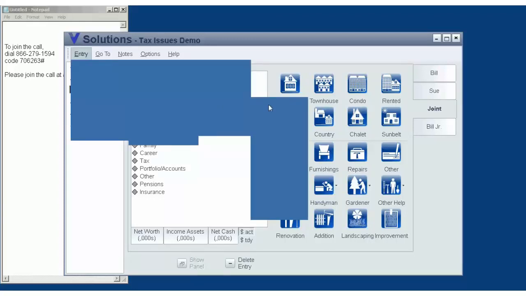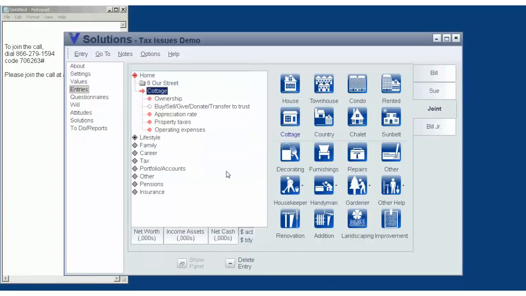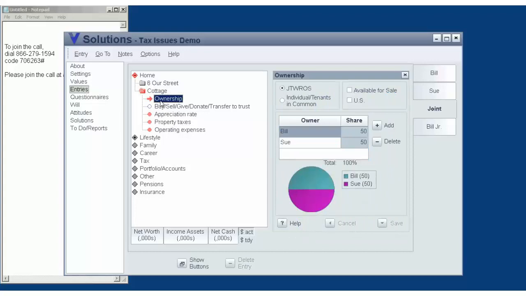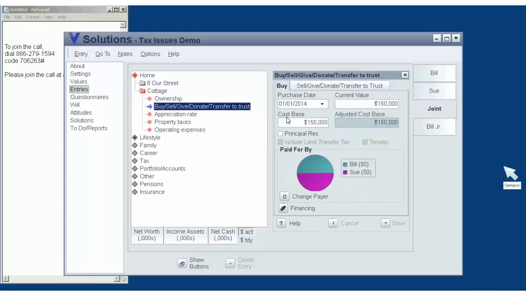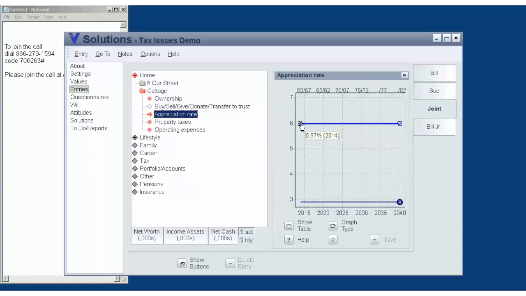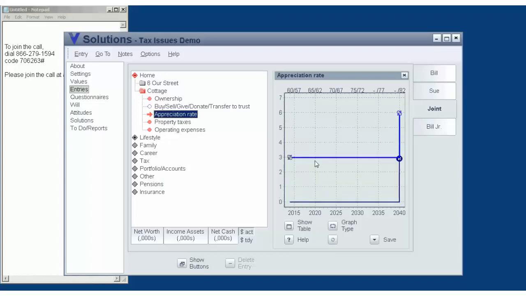In this particular interface style, which we call the financial planning interface, because we also have a different interface style, life planning, you'll notice that as soon as you create the cottage, you can go in and start to populate all of the related entries. Who owns it, buy, sell, when was it bought, what did it cost, what's its current value. You can put in an appreciation rate, and I want you to notice that I can change that over time. So it's not a static rate. You might say, well, property values have gone up an awful lot. I don't expect much more appreciation in the next few years, and so on.